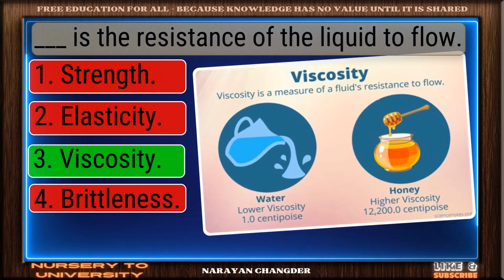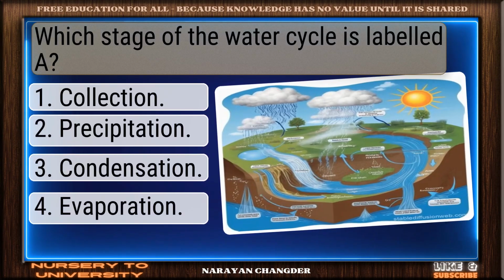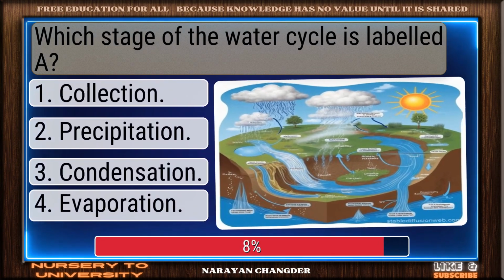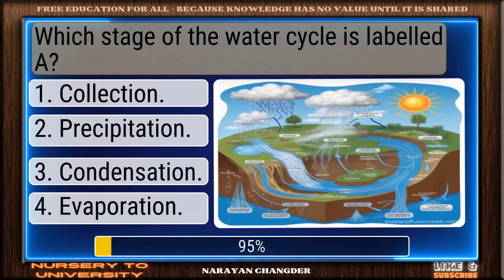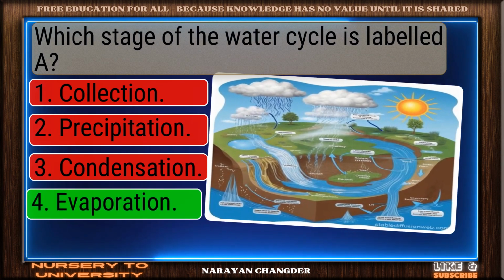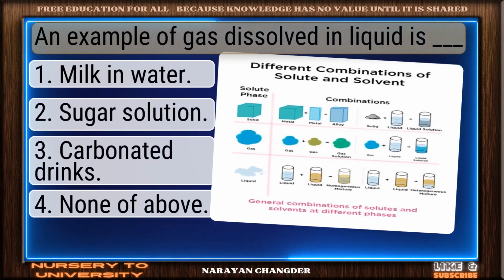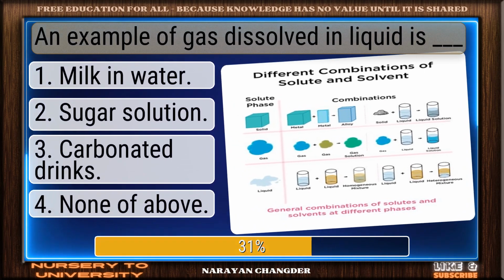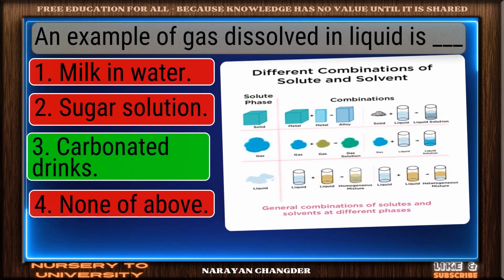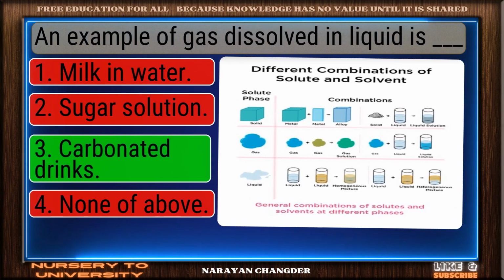Great job. Viscosity is the accurate answer. Which stage of the water cycle is labeled A? Well picked. Evaporation is the correct answer. An example of gas dissolved in liquid is dash. You're right. Carbonated drinks is the correct answer.